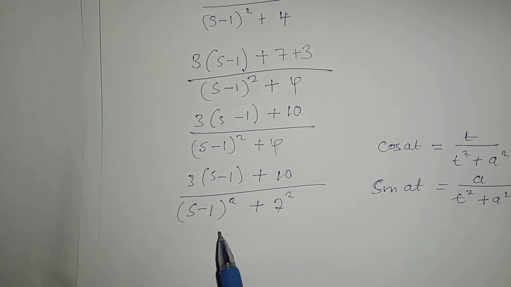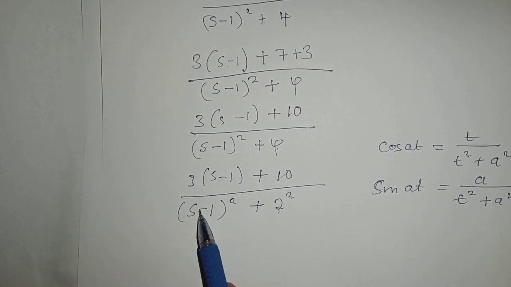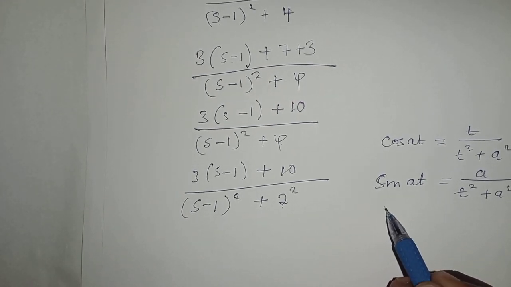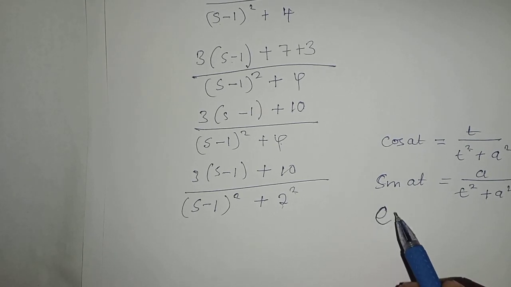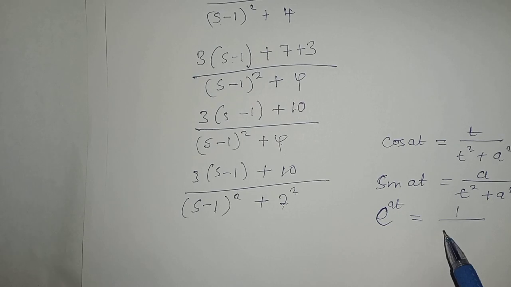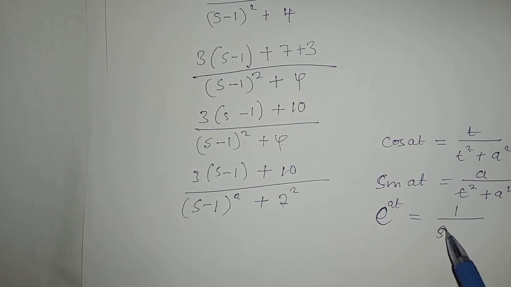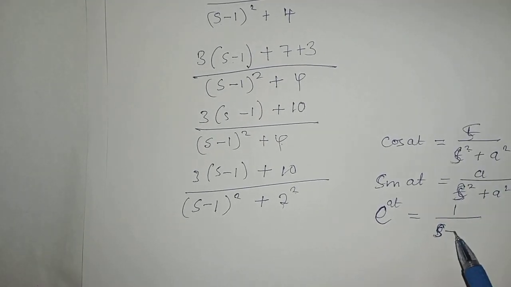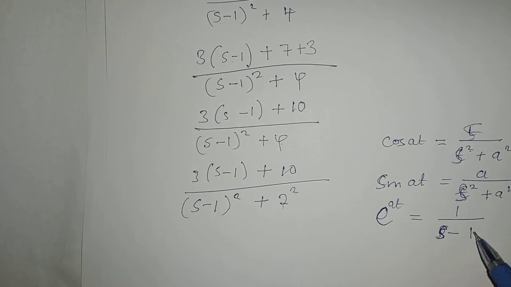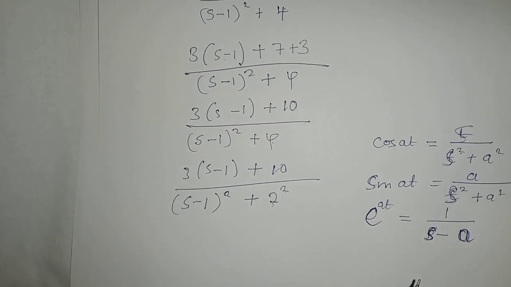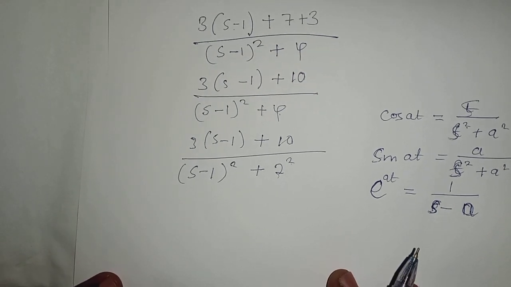After that, since we've matched this, we are going to use another property which says that e power at is equal to 1 over s. Actually here I'm supposed to be putting s minus 1, or minus a, sorry, minus a. So these are the properties that you need to know in order to be able to answer this.